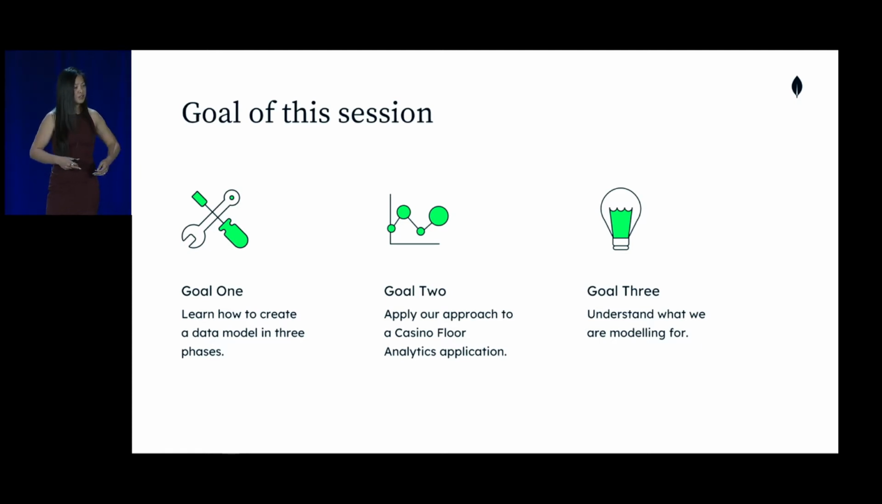The first is I want to show you an approach on how to develop a data model for document databases. Then we're going to apply the approach that we've learned to an actual use case. In this case, we're going to use it on a casino floor application, specifically on slot machine analytics. And then finally, once we understand how, the next most important question is why? What exactly are we modeling for? Because the answers to those questions are going to shape how that data model turns out.